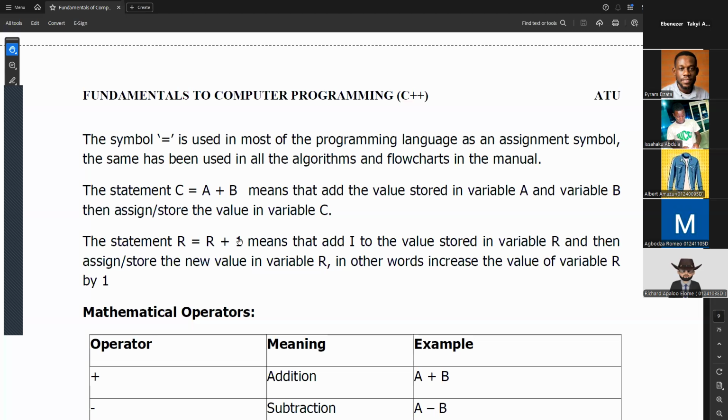Similar to this, it means add 1, sorry, this is 1, not I, to the value stored in the variable R. Then assign or store the new value in the variable R. In other words, we are increasing the value of the variable R by 1. So take note of these statements. They are things that you will see in the course going forward.